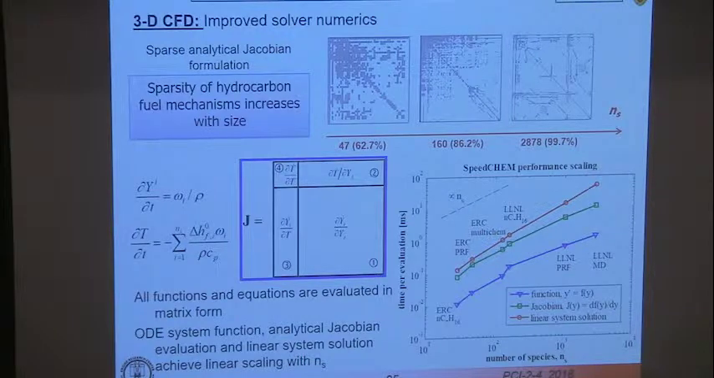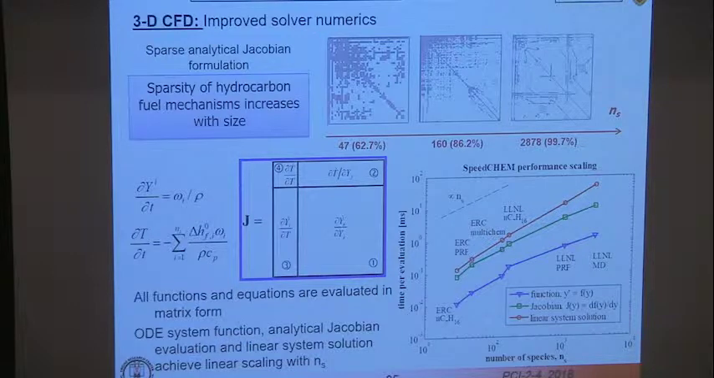So that's led to a lot of research in my group on improved solver numerics. And in particular, Federico Perini has written a code which is available on our website called SpeedChem, which has the advantage that its computer time increases linearly with the number of species. So that's actually a major accomplishment because earlier chemistry solution techniques did not have that type of scaling. His approach is to basically evaluate the functions and equations in matrix form.